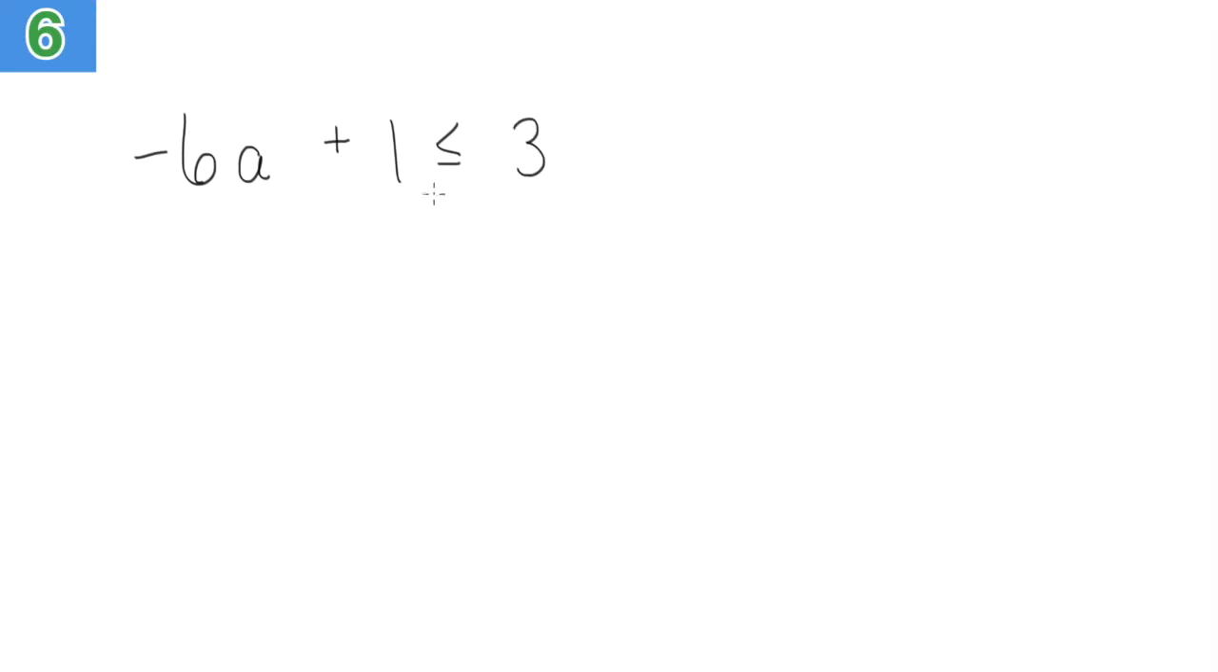So solving an inequality is almost exactly the same as solving an equation, and the only difference is when you're multiplying by a negative. And we will get to that. Multiplying, by the way, or dividing, it's the same thing.